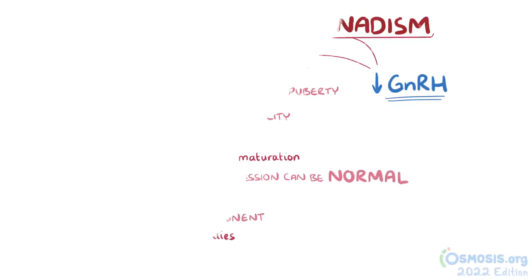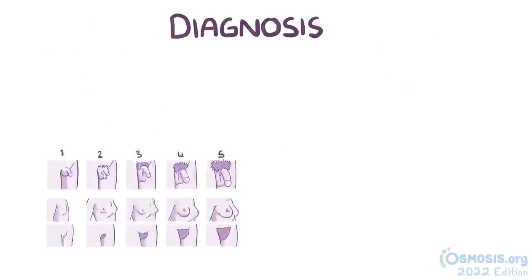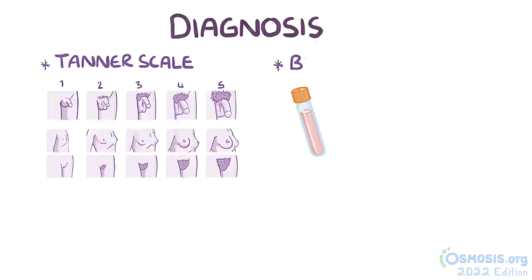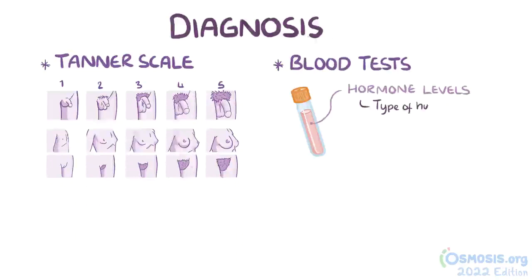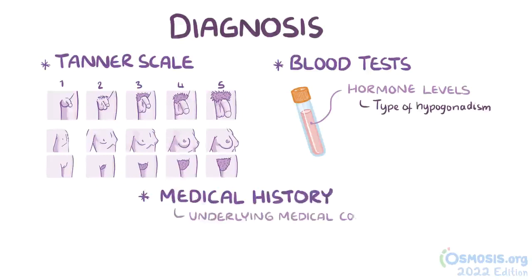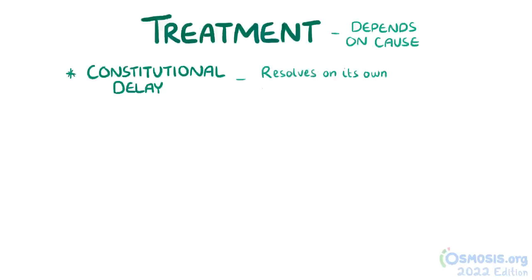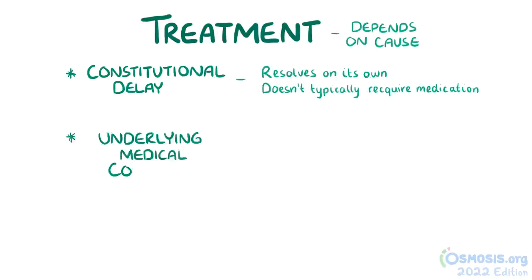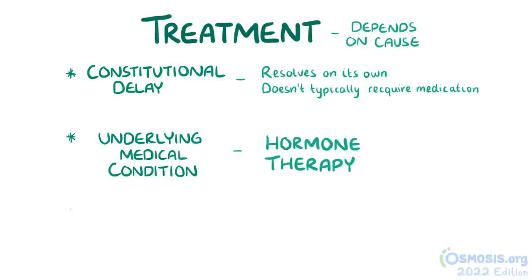A delay in puberty is usually diagnosed by comparing an individual's sexual development with the Tanner scale. Blood tests of hormone levels can give an idea of the type of hypogonadism, and a detailed medical history, including evaluating any underlying medical conditions and family history for constitutional delay, can be helpful. The treatment for a delay in puberty depends on the cause. A constitutional delay can resolve on its own with the natural onset of puberty and does not typically require medical intervention. If an underlying medical condition is the cause, hormone therapy is necessary to ensure the onset and normal progression of puberty. Infertility treatments may also be needed to make reproduction possible.